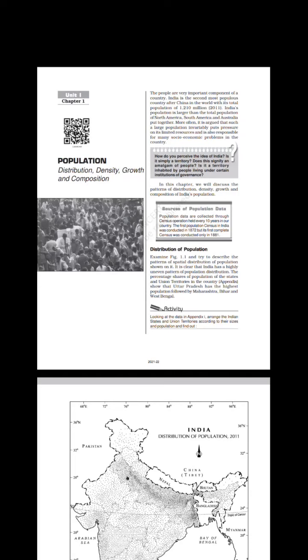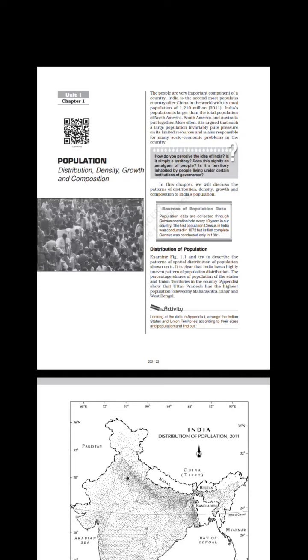Sources of population data. Population data are collected through census operation held every 10 years in our country. The first population census in India was conducted in 1872, but its first complete census was conducted only in 1881.